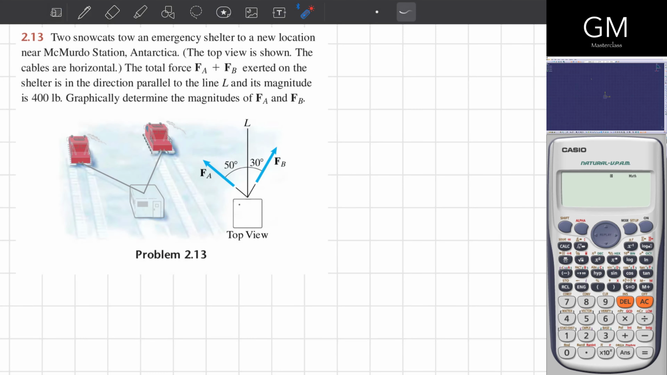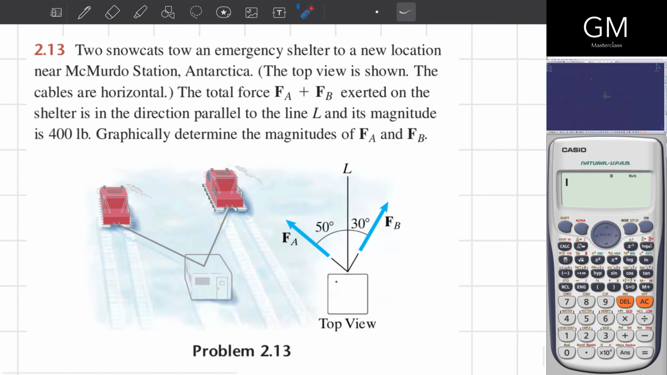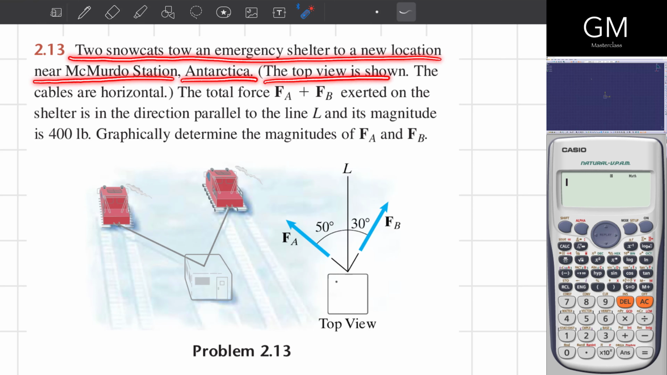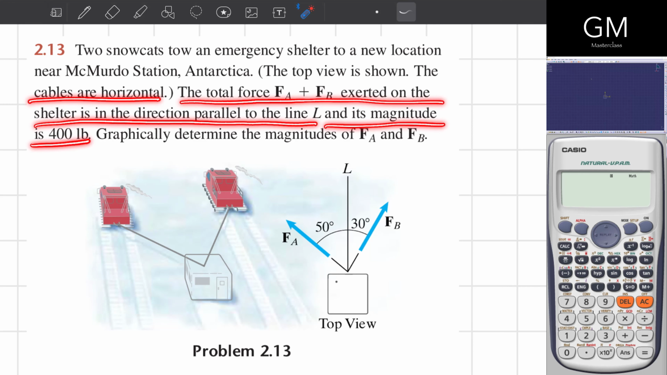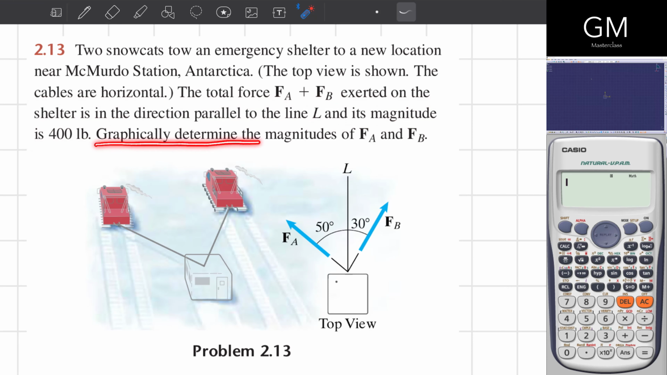We will solve the following exercise. Exercise number 2.13. Two snowcats tow an emergency shelter to a new location near McMurdo Station, Antarctica. The top view is shown. The cables are horizontal. The total force Fa plus Fb exerted on the shelter is in the direction parallel to the line L, and its magnitude is 400 pounds. Graphically determine the magnitudes of Fa and Fb.